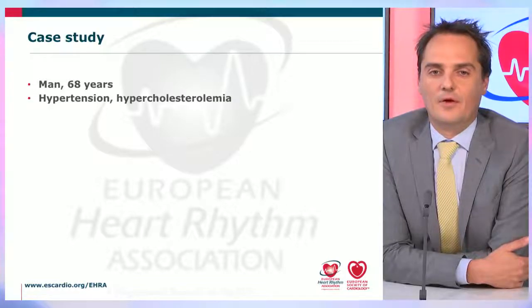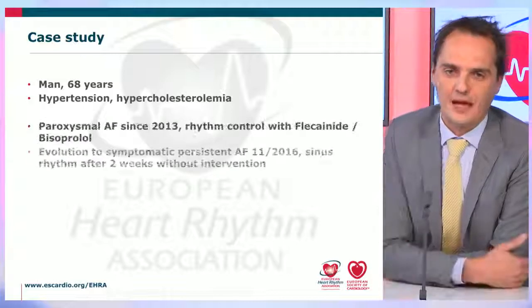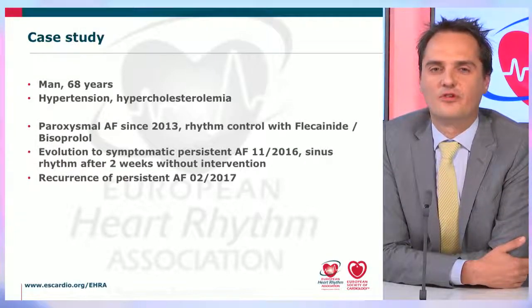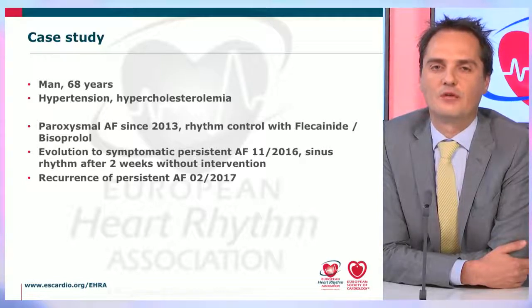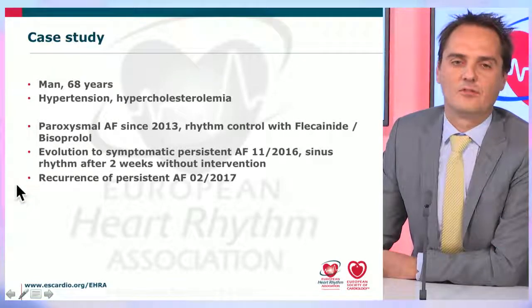Such a system is visually very intuitive and very nice to use. It does come with limitations, which I would like to illustrate with a second case. A man of 68 years presenting with hypertension, hypercholesterolemia, and paroxysmal atrial fibrillation since a few years, also treated with flecainide and beta blockers, initially successfully, but after a few years, the patient progressed to persistent atrial fibrillation, initially still with a spontaneous cardioversion after about 2 weeks, but then a few months later, the patient again developed persistent atrial fibrillation that this time did not terminate spontaneously.